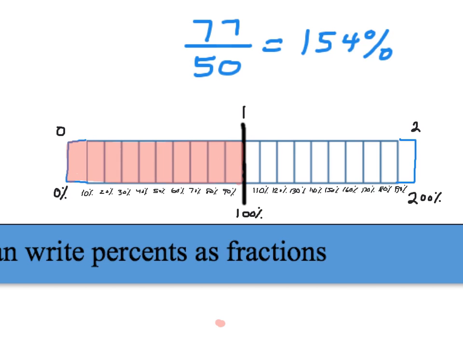So this is what 100% looks like. This is what 150% looks like. And this is what 154% looks like. The fraction form would be 77 over 50. And those two numbers are both equal.